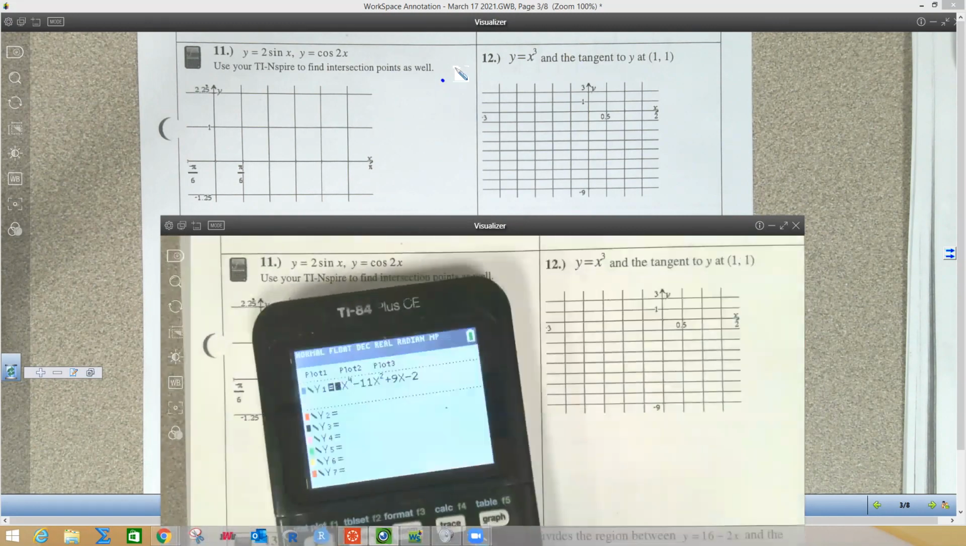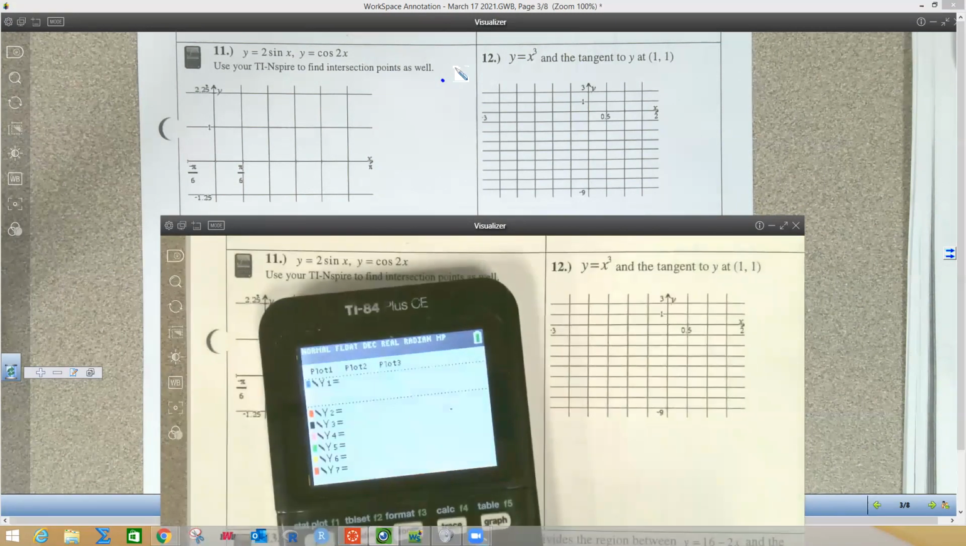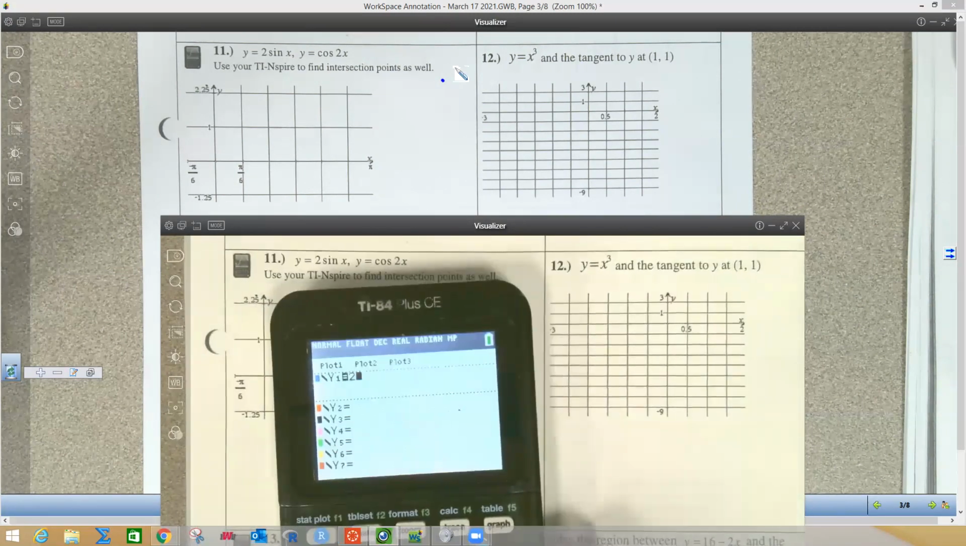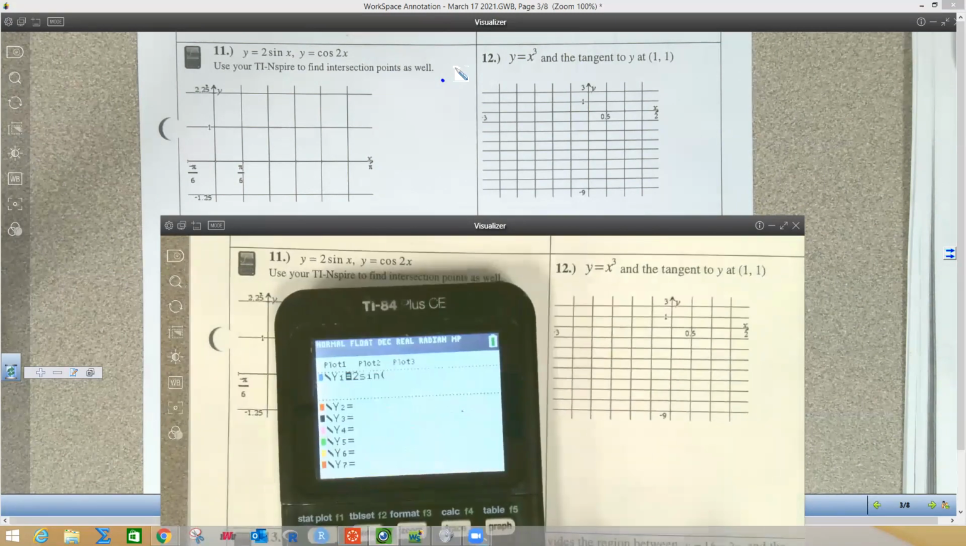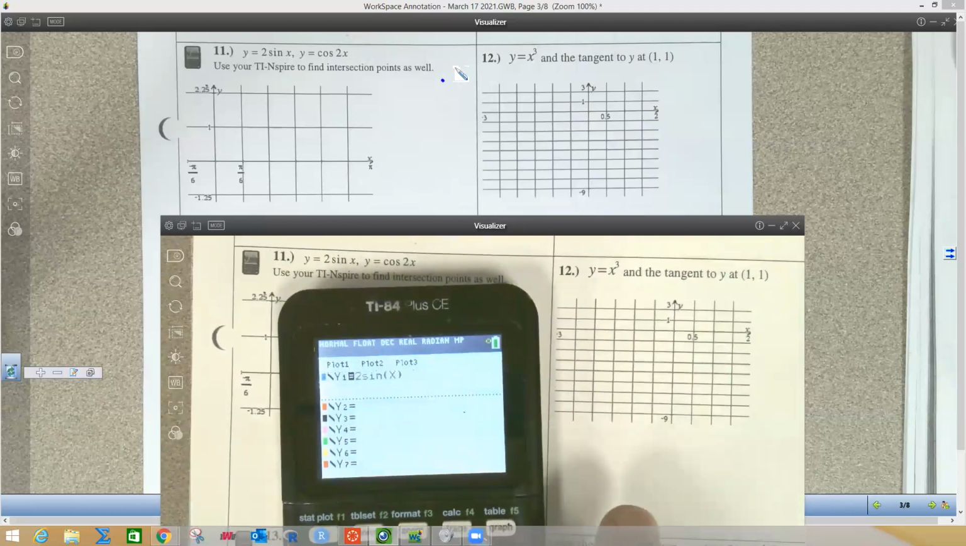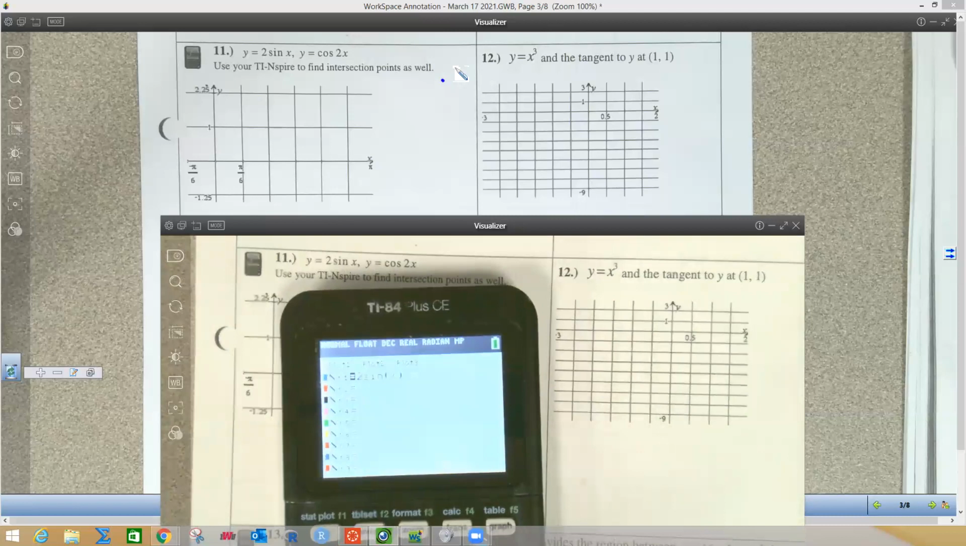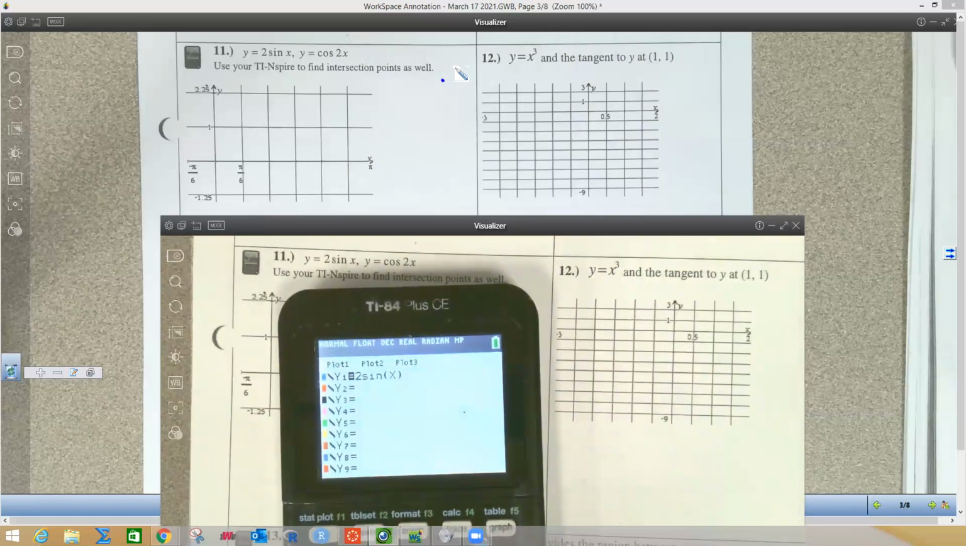So I'm going to hit y equals, and I'm going to put in 2 sine x. Hope you remember that the 2 makes the amplitude go from -2 to 2. And then the 2 inside makes the period half for cosine. So I'm going to type in cosine of 2x.